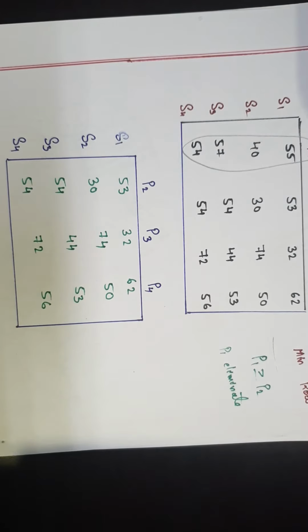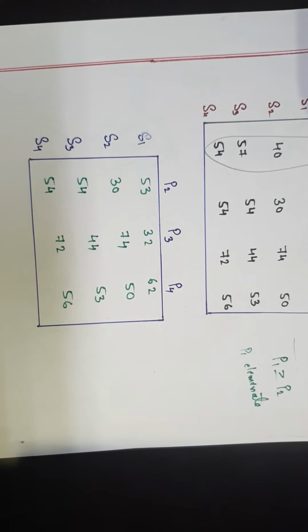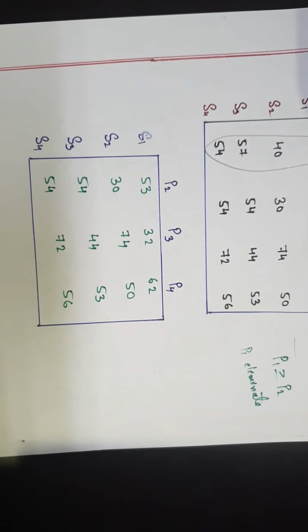So here P1 is eliminated. After eliminating P1, what you got? P2, P3, P4, S1, S2, S3, S4. Now next thing, you can select the column or row.